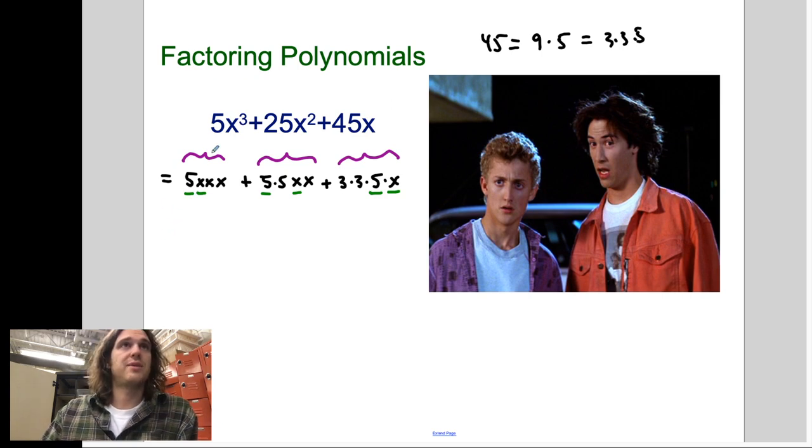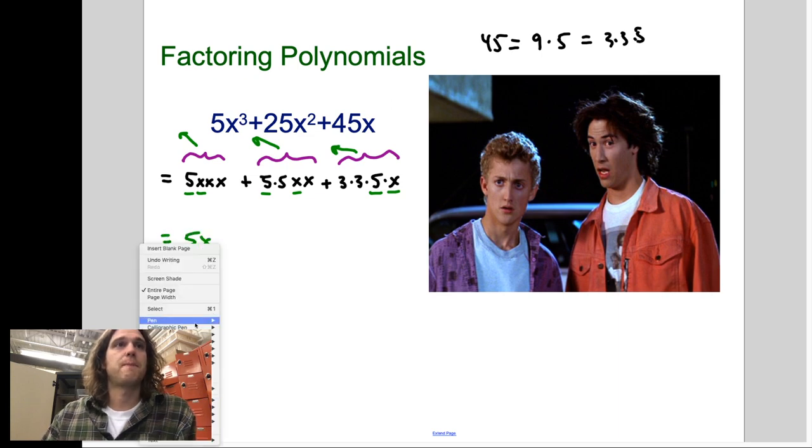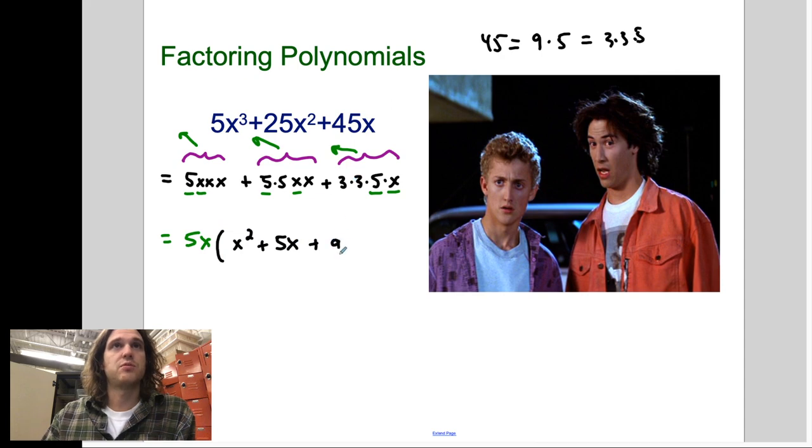So what I do is I'm going to take 5x and I'm going to undo the distributive property. It's like I'm pulling it out and I'm going to put it on the outside of the parentheses. So that's going to be 5x times, what I have left is x squared plus 5x plus 3 times 3 is 9. You just multiply what is left. So the things that are not underlined end up in the parentheses.